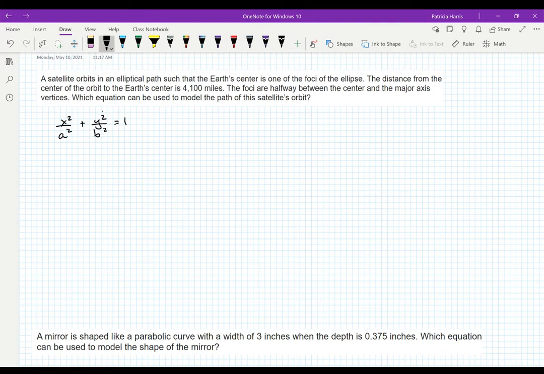So you know not the A and the B, but you know the C. Remember, C is the distance from the center to a foci. The foci are halfway between the center and the major axis vertice. Okay, so let's draw a picture of what you know.